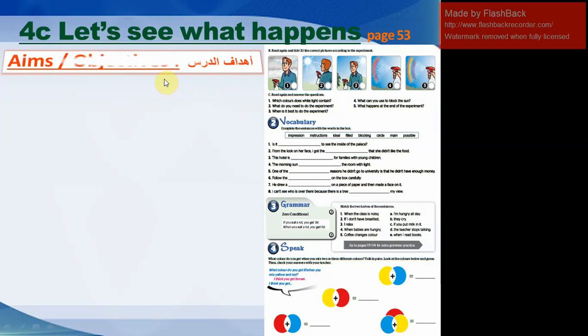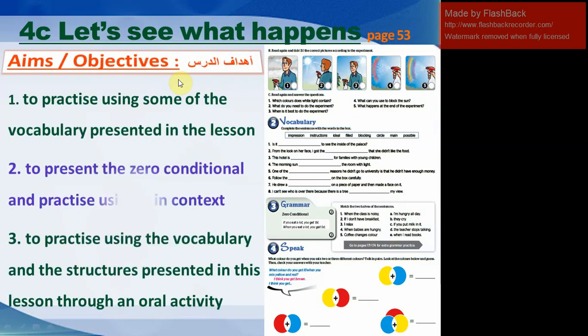As usual, we will start with the objectives of the lesson. Number 1. To practice using some of the vocabulary presented in the lesson. We will practice using some of the words or the vocabulary we have learned in this lesson. Number 2. To present the zero conditional and practice using it in context. In the grammar section, we will explain the zero conditional and how to use it.